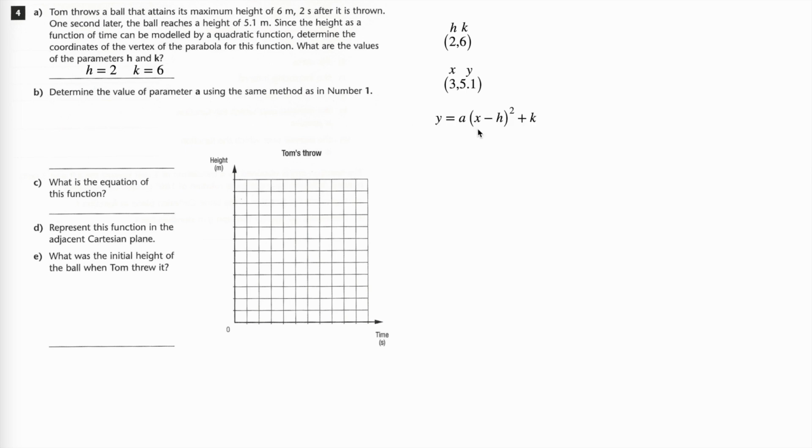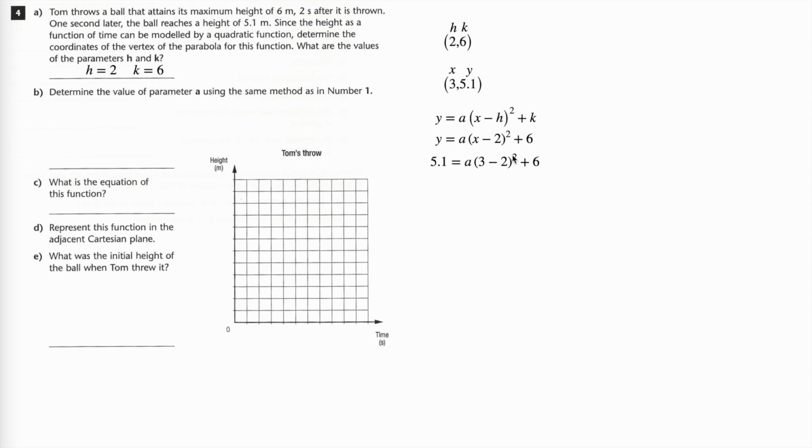y is equal to a times (x minus h) all squared plus k. I'm going to replace the h with 2 and the k with 6. We have y is equal to a times (x minus 2) all squared plus 6. Then to find the a, I'm going to replace the x with 3 and the y with 5.1. And then solve. 3 take away 2 is 1.